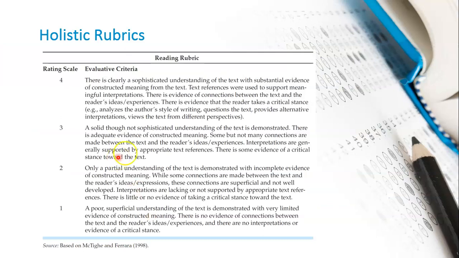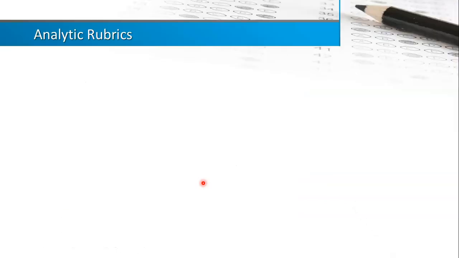So you can see here a holistic rubric. It has a rating scale, 1, 2, 3, 4, maybe A, B, C, and here the evaluative criteria are explained along with it. You have to understand each of the criteria when marking or scoring students' work. You need to understand the difference between 1 and 2, 2 and 3, 3 and 4, and how you are going to mark the students' work. So this is called a holistic rubric.